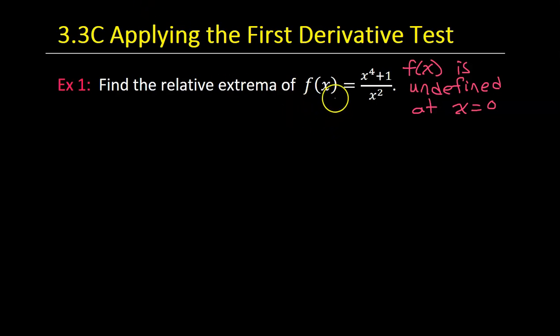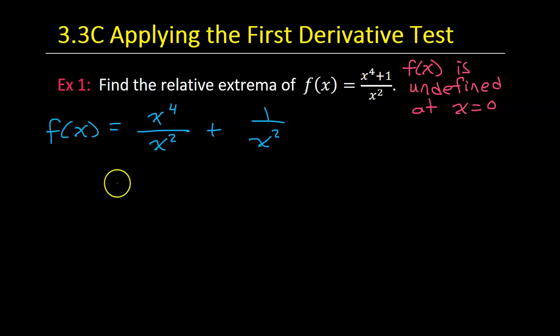Before we take the derivative of this function, let's rewrite it a little bit. I don't feel like doing the quotient rule, which can be cumbersome, but we don't have to, because f of x is the same thing as x to the fourth power over x squared plus 1 over x squared. All right, I'm splitting this apart. So this will be the same thing as x squared plus x to the negative 2 power.